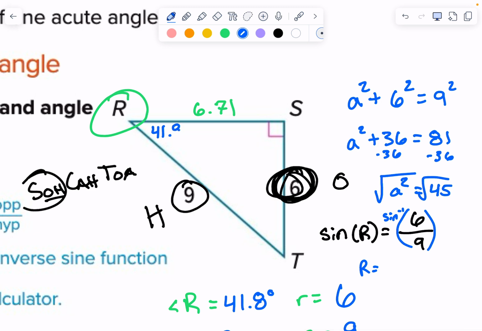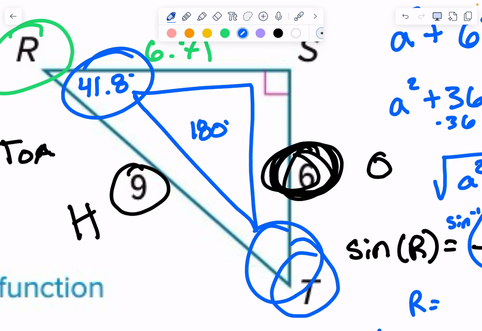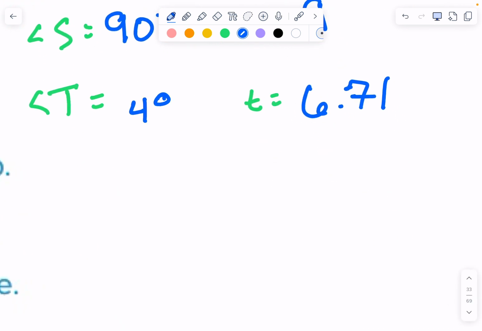Now, you could do a different trig function to solve for T, or these 3 angles should add up to 180. Or this angle and this angle should add up to 90. So it is 48.2.